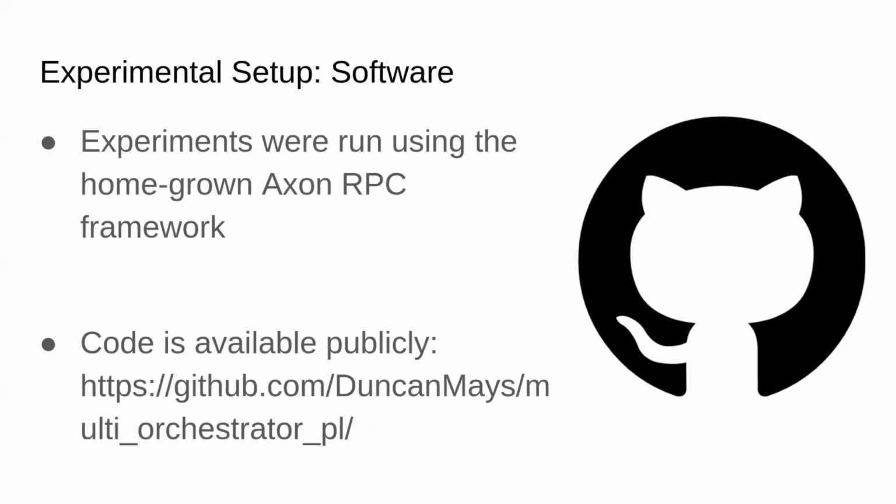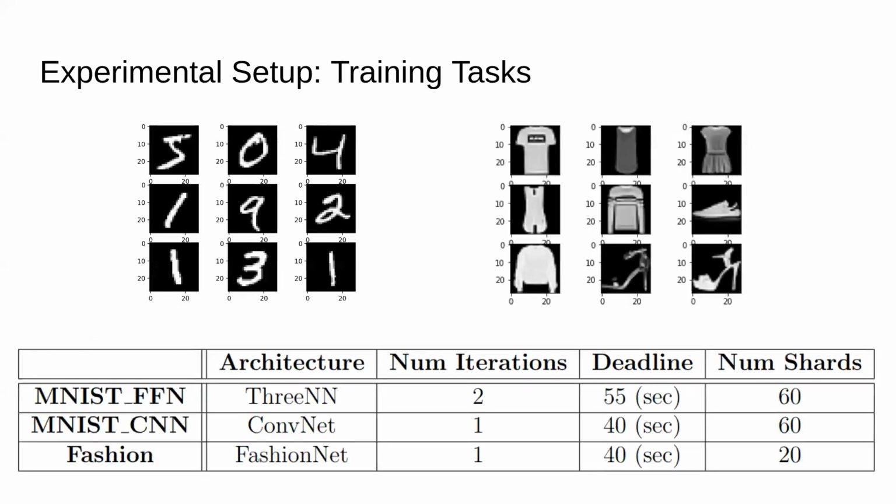I ran all these experiments using my own framework, the Axon RPC framework, and you can find the code for these experiments on my GitHub page at multi-orchestrator PL. The training tasks I used all came from the MNIST Foundation. MNIST isn't just one data set. They also have a fashion data set where neural networks are trained to recognize images of clothing, alongside a data set of handwritten digits. And I used different architectures for each task.